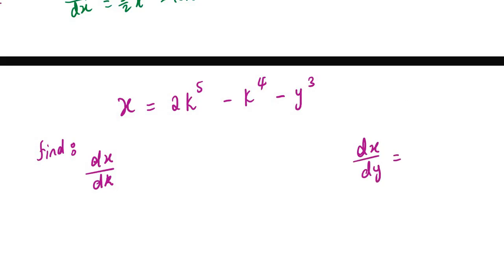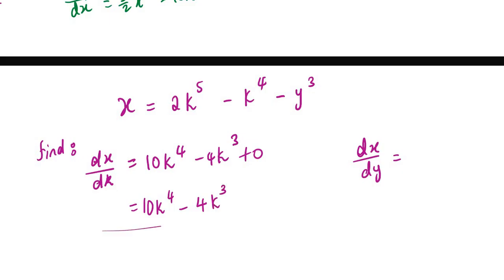So how do we do the first part? The first part is that x must be the subject. Then k must be the letter you are respecting. So here we're going to apply the rules. I'm already writing the equal sign because I'm applying the rules. 2 times 5 is going to be 10. And then I have k, 5 minus 1 is 4. Then here minus 1 times 4 is minus 4. Then I have k, 4 minus 1 is 3. Then here, because it's y and it's not k, I have to write that as 0. So my answer there would be 10k to the power of 4 minus 4k cubed.